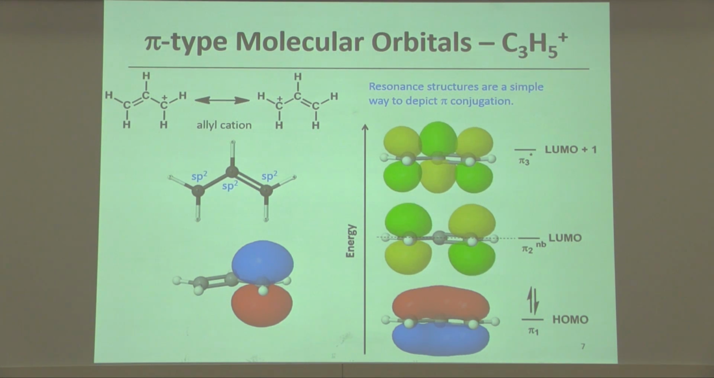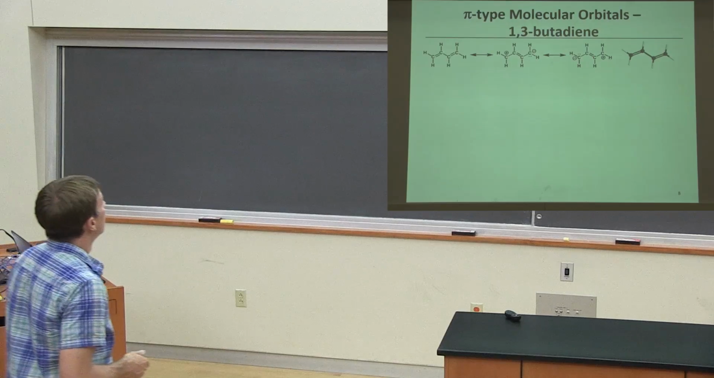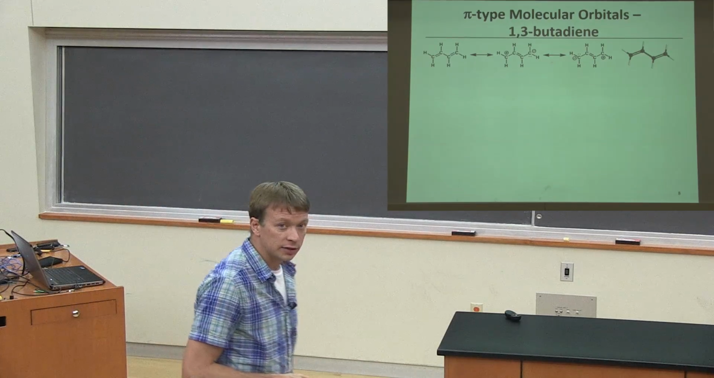And again, in order for this to work, in order for there to be p orbitals, in order for these atoms to overlap, all of them must be sp2 hybridized. Okay, so I'd like to extend the system a little bit further.